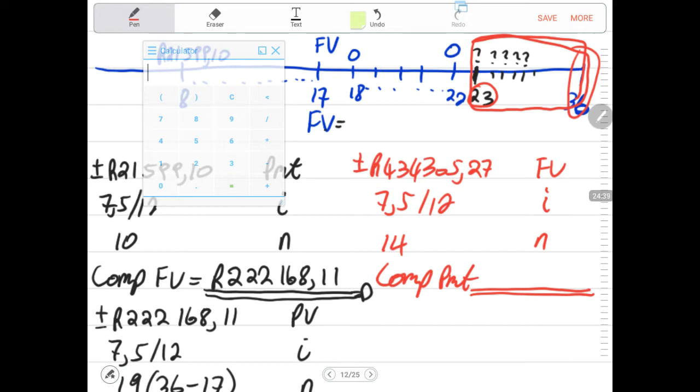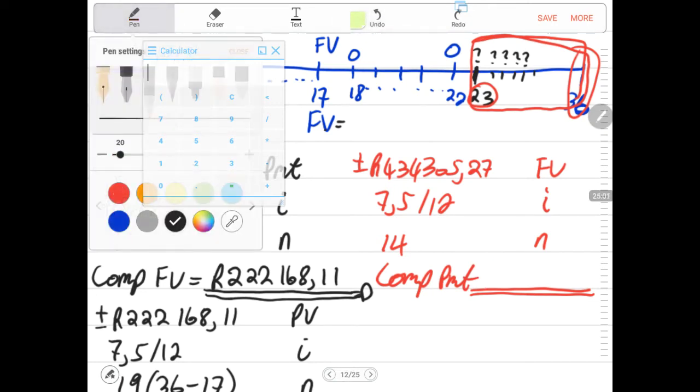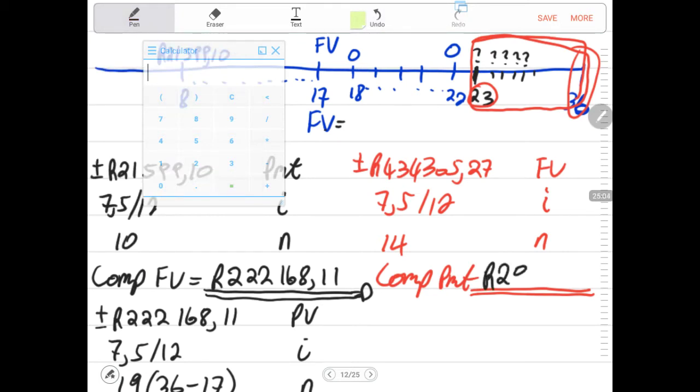Then 7.5 divided by 12 is our interest. Then 14 is our N. We want to know how much payments must increase by. Therefore it will be 29,781.17. So now the payments have increased.